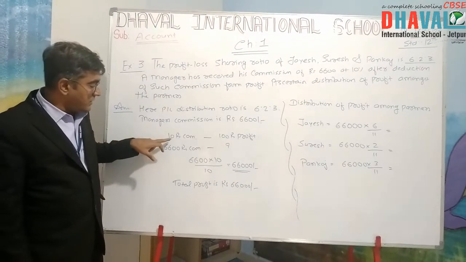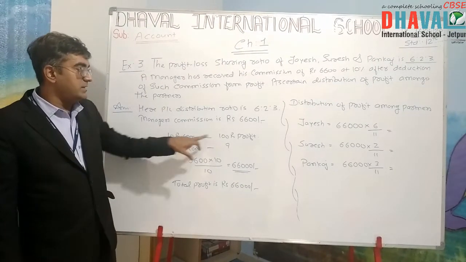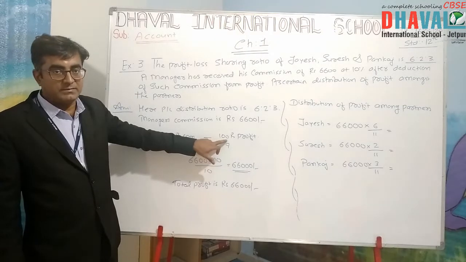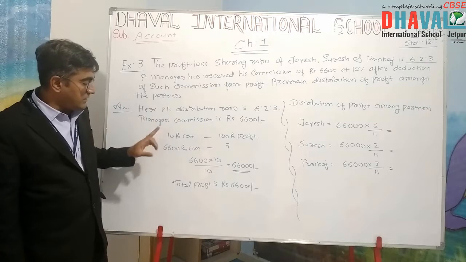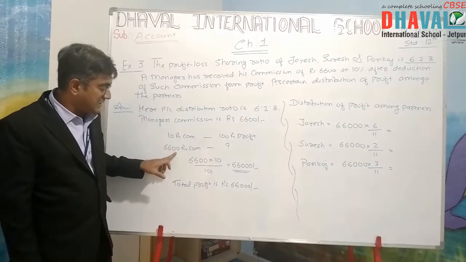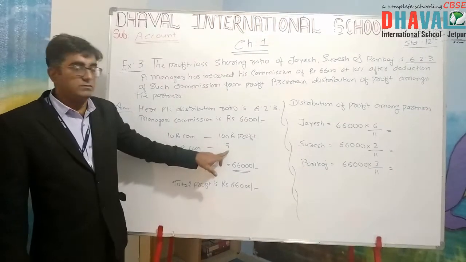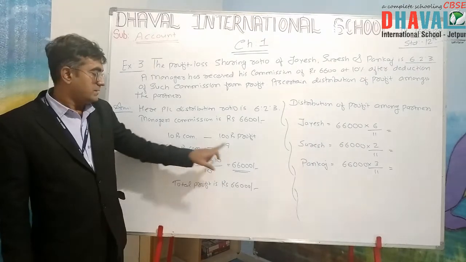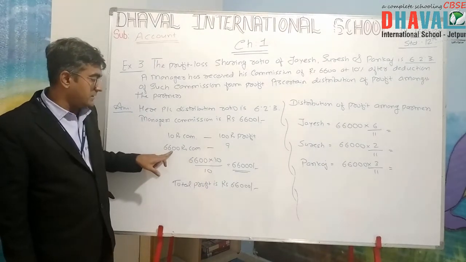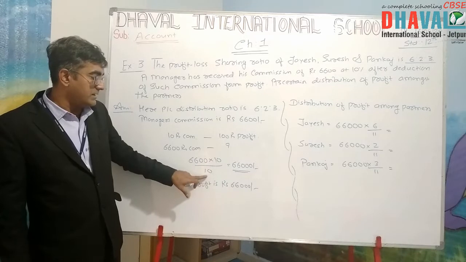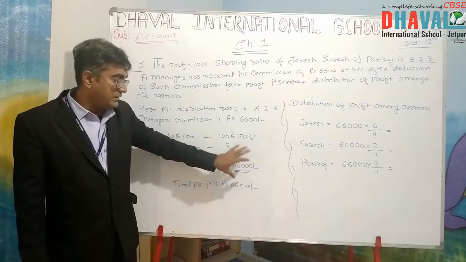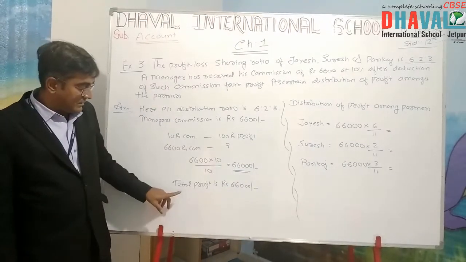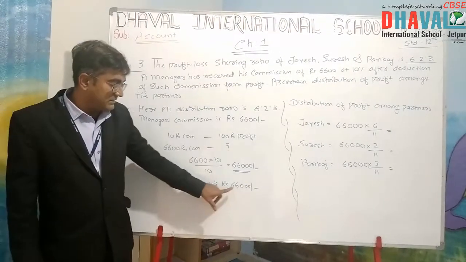If you want to earn 10 rupees commission, you need a profit of 100 rupees. 100 rupees, 10%, you get 10 rupees. So when you need the commission of ₹6,600, how much should the profit be? Cross multiply: 6,600 into 100 divided by 10, you get 66,000. This is the profit of the firm. So I write total profit is ₹66,000.